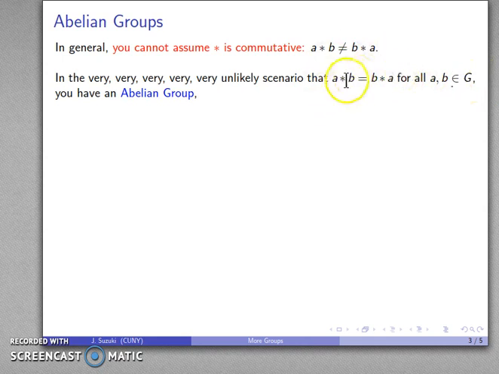Some group elements will commute. The identity commutes with everything. The inverse commutes with whatever it's the inverse of. But in general, if I pick two arbitrary elements of a group, I can't guarantee commutativity.